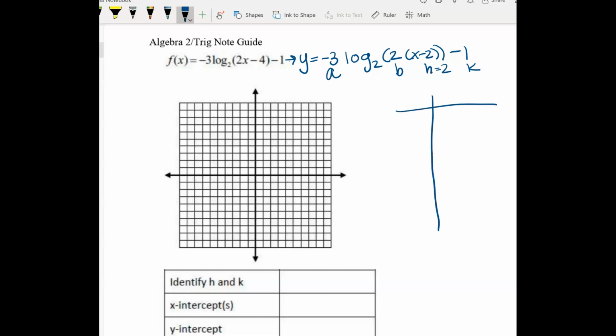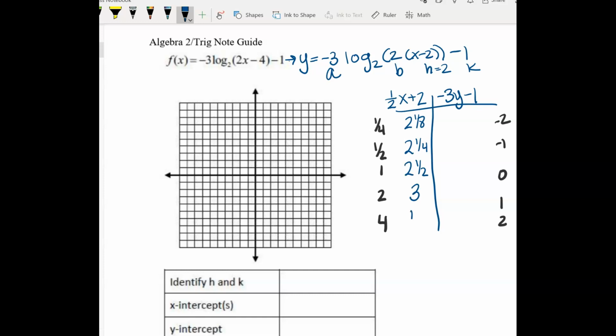Meaning my x values are going to be compressed by 1/2 and then shifted 2 to the right. My y values will be reflected, stretched by 3, and then shifted 1 down. And if you remember from our prior page, the parent function values for the log function looked like this. And so I'm going to adjust those all according to these values. So each x is getting multiplied by 1/2 and added with 2. So that allows me these values here.